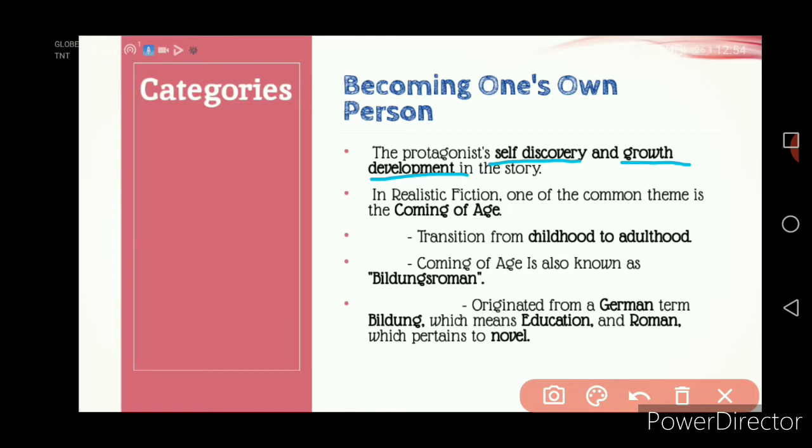In realistic fiction, one of the common themes is the coming of age. The coming of age theme in the story shows the life sequence of the protagonist starting from their childhood to adulthood. Coming of age is also known as Bildungsroman, which originated from a German term Bildung that means education, and Roman which pertains to novel. This is the specific type of the coming of age theme, which expresses the progress of a character.